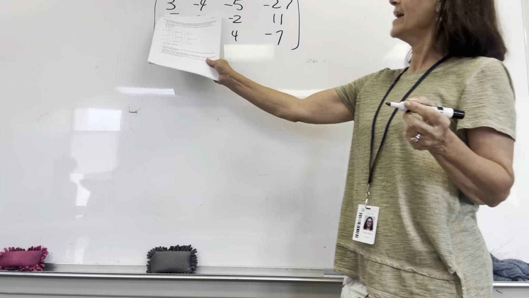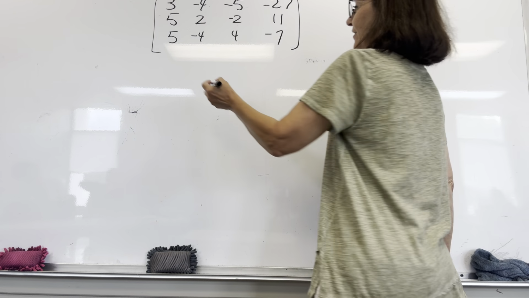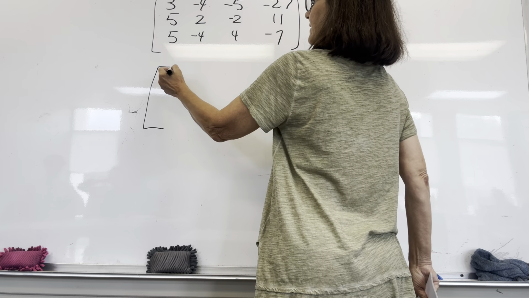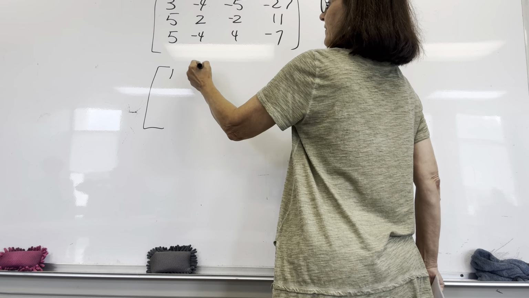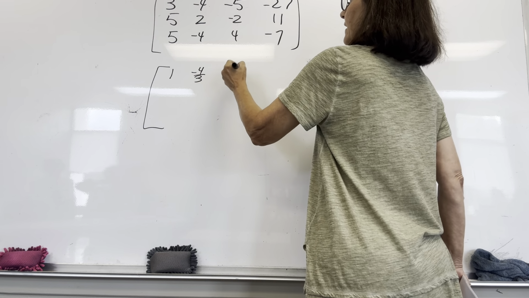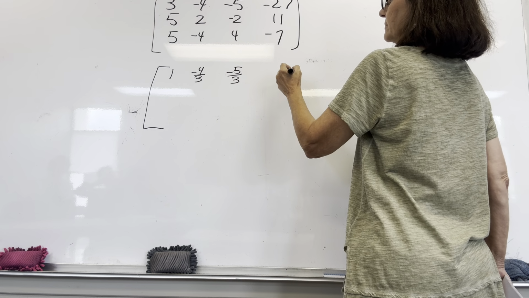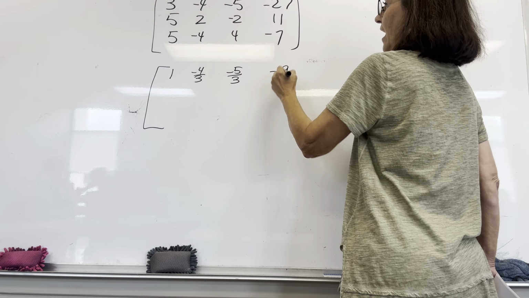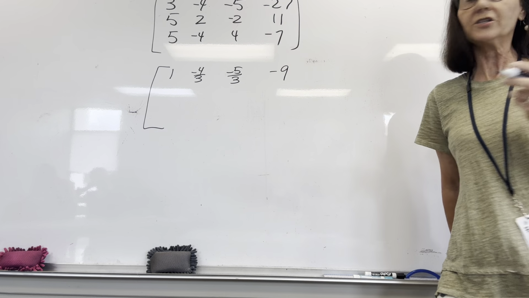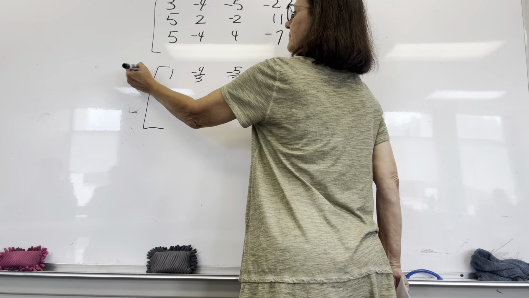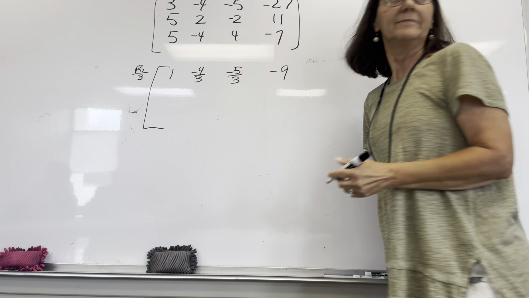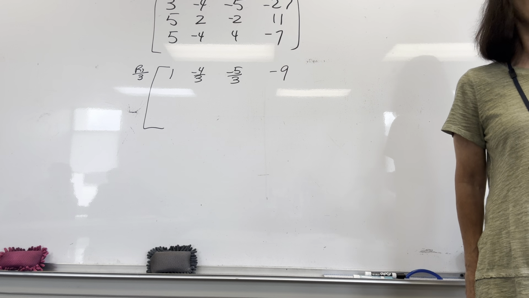That's so divide by 3. That's what I would do. It's not going to be pretty. So that's 1, negative 4/3, negative 5/3, negative 9. So I just took row 1 divided by 3. We'll just do the first row.